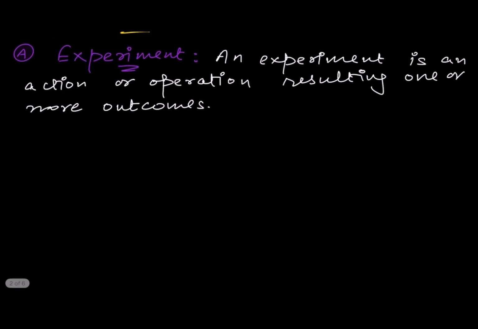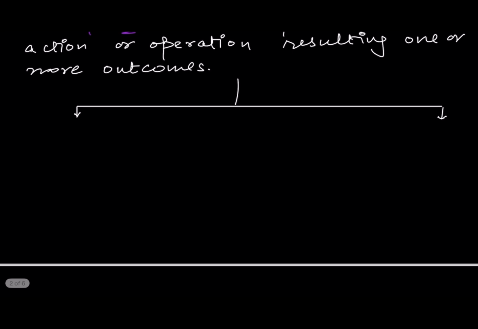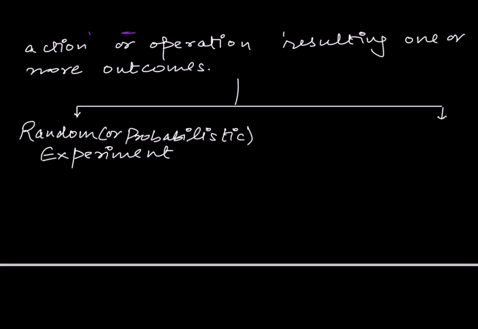And there are two types of experiments. One is random and other one is deterministic. So random experiment is probabilistic experiment, right? Because in probability theory we study for this experiment only. So for example, tossing a coin.